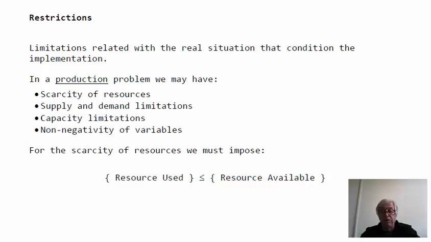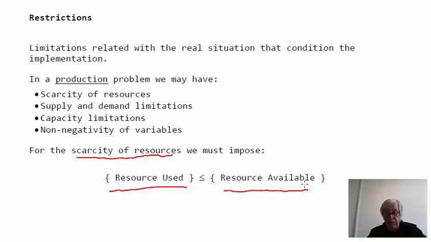So in the problem that we are trying to solve, we essentially have the scarcity of resources. So the number of hours that we can use in each machine is limited. So this kind of restriction can be stated in this way. What we are going to use cannot exceed what is available. So this is what we need to consider.